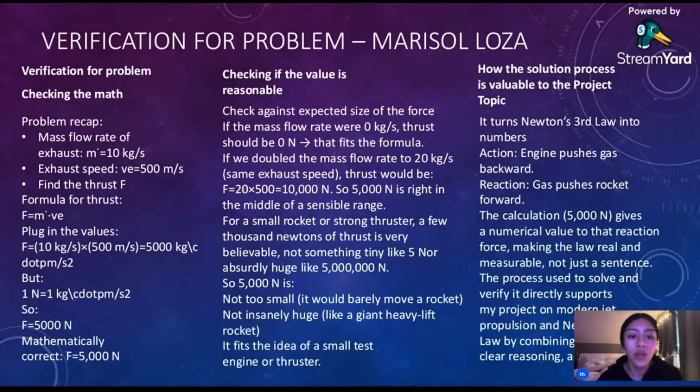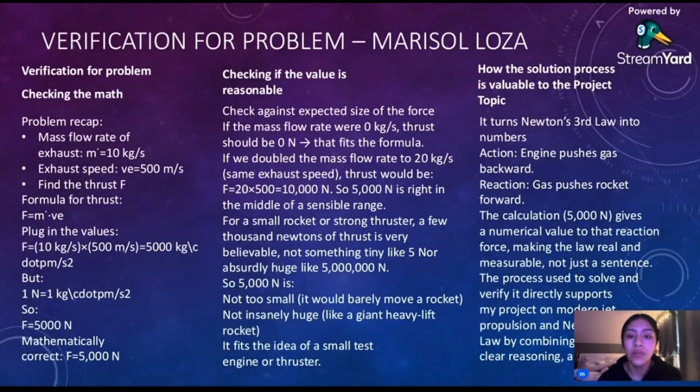For a small rocket or strong thruster, a few thousand newtons of thrust is very believable. So not something tiny like 5, nor absurdly large like 5 million N. So 5,000 is not too small, where it would barely move a rocket, and not too insanely large like a giant heavy-lift rocket. It fits the idea of a small test engine or a thruster.